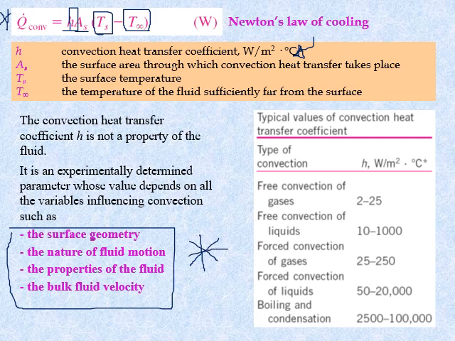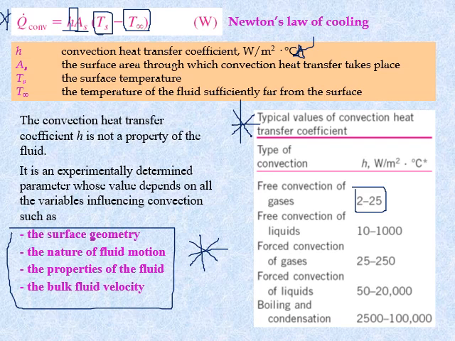This is the typical value in the normal condition. You can see here, free convection of gases is around 2 to 25, and does not have any specific value. Free convection of liquid is around 10 to 1000. The range is also quite large. Forced convection of gases is 25 to 250, forced convection of liquid 50 to 20,000. Even larger the distance, the value of the convection.